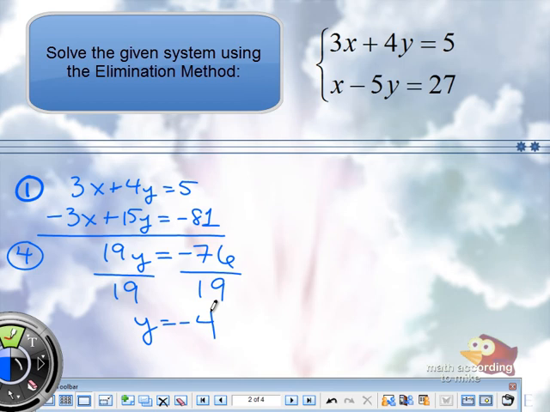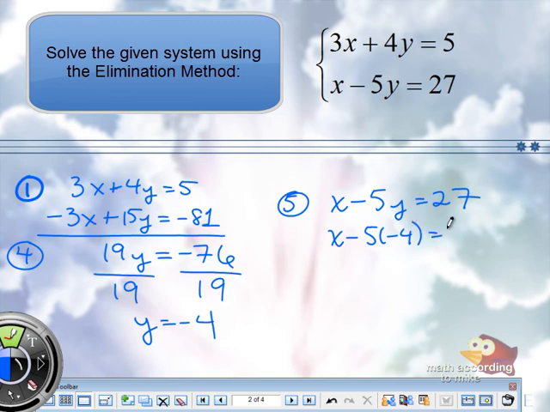So you'd want to put -4 back into, in this case, you can go to the originals. Does it matter which of the 2 equations you use? No. How about we use the second one? So instead of x minus 5y equals 27, we'll have x minus 5 times -4 equals 27. What are we going to get for x? Seven, because this is x plus 20 equals 27. So subtract 20 from both sides.